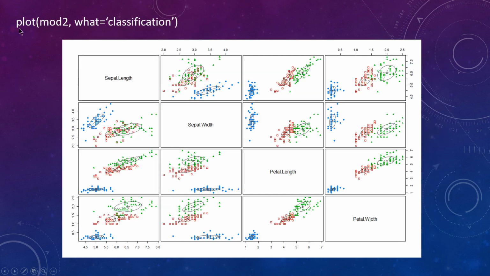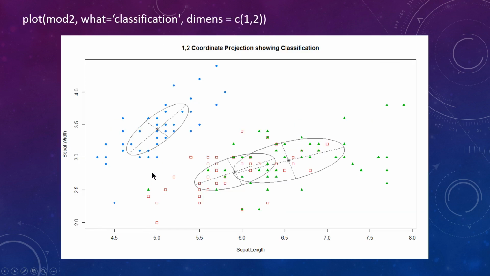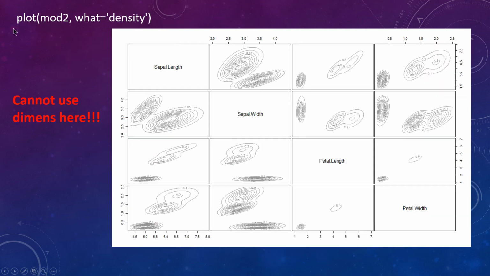By saying plot model, what equal to classification, we can generate a pairwise scatter plot. The points are colored by the clustering labels. If we only want to show the clustering result of two specific features, we can use the dimens parameter. Here I specify dimens equal to 1 and 2 to see the first two features. We can also use plot model, what equal to density, to visualize the density function. Note here we cannot use dimens.